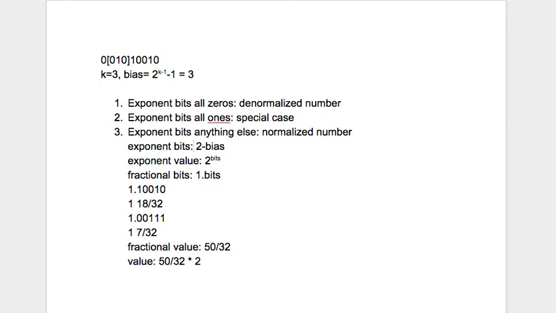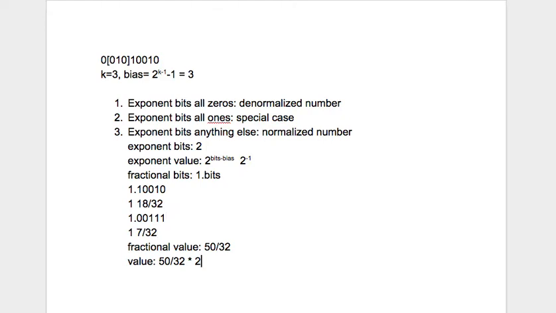So to convert my exponent bits into the exponent value, I need to do 2 to the bits minus the bias. Looking up here, our exponent bits were 0, 1, 0. That's equivalent to a base 10 value of 2. 2 minus the bias of 3 is -1. So in this instance, we would have 2 to the -1 power, or 1/2.